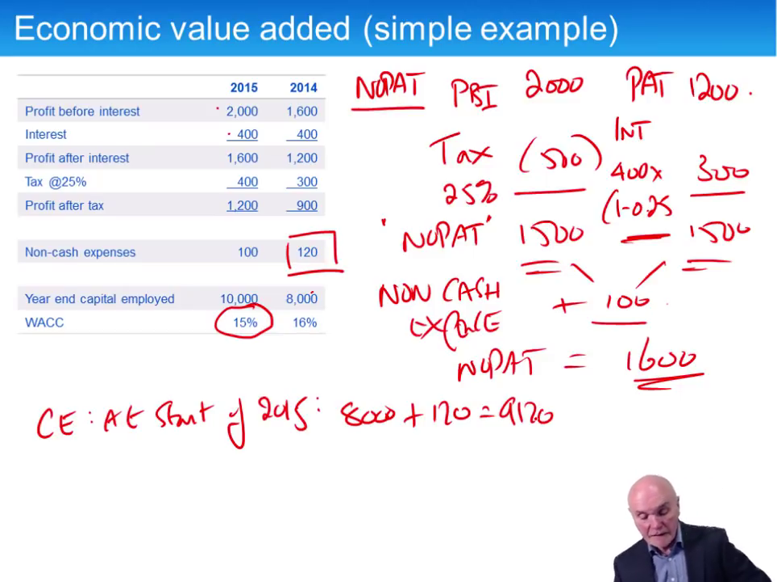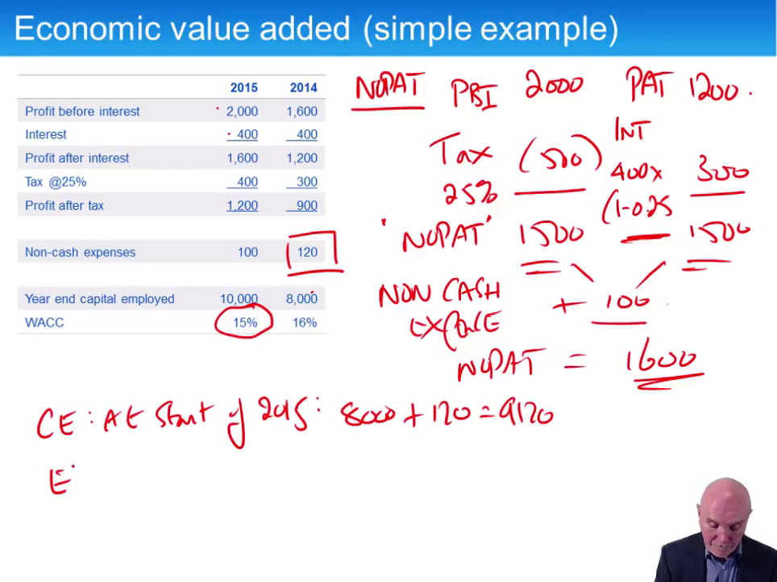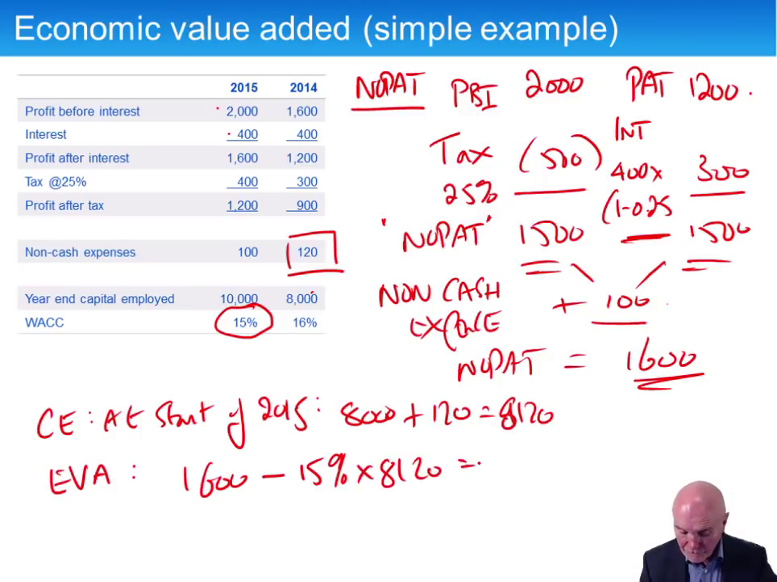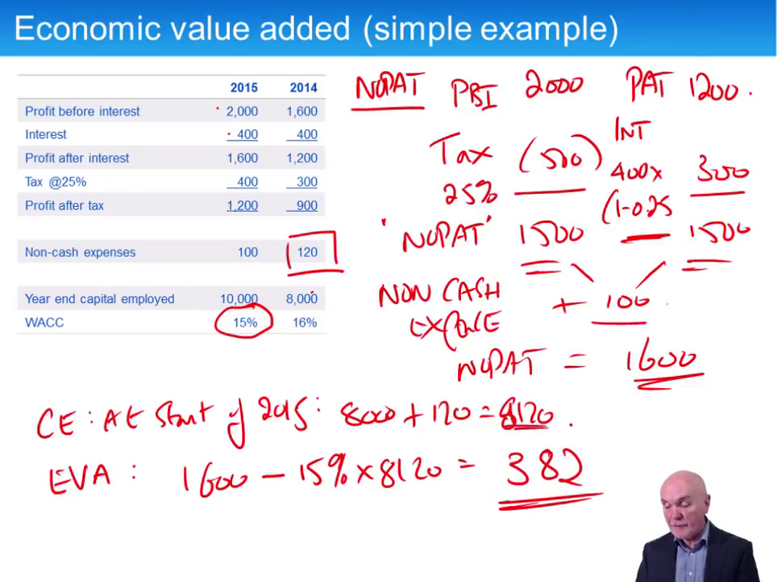So the economic value added is going to be the NOPAT figure less a charge based on the weighted average cost of capital, 15%, times the adjusted or corrected opening capital employed. So this of course is wrong, it's 8120, times 8120, like that. So we have in here 0.15 times 8120, we have 382. Economic value added of 382.